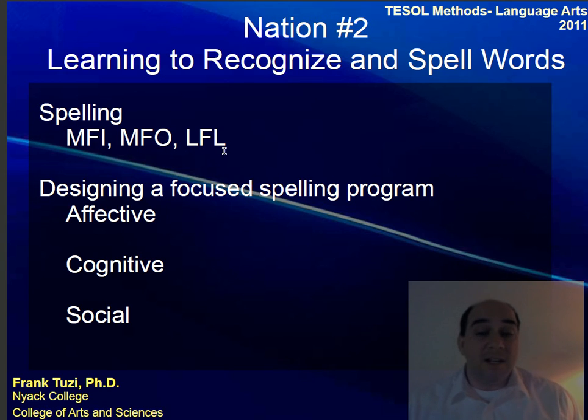So when you're trying to design a spelling program, just like anything else, Brown talks about using these three elements when you're trying to develop a spelling program. It should be affective. It should be interesting. It should be motivating. That's a huge word in my book.